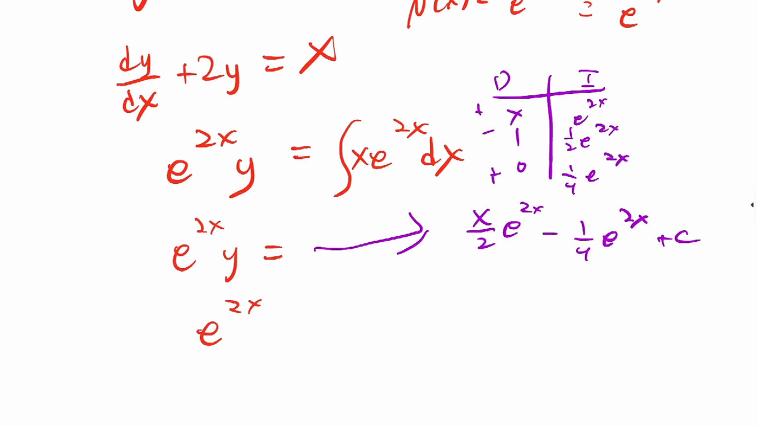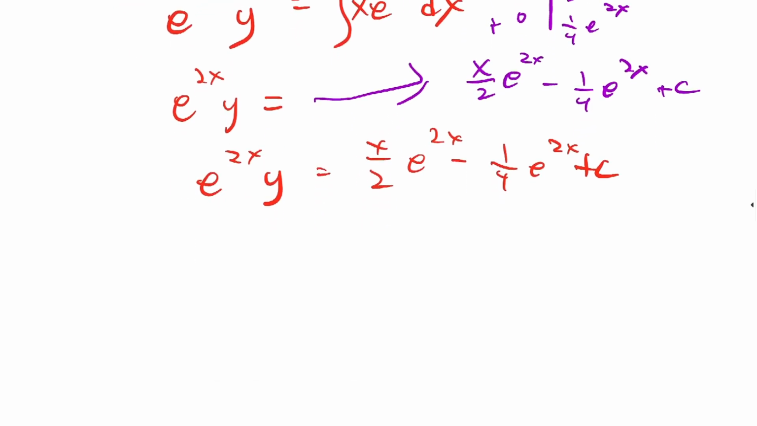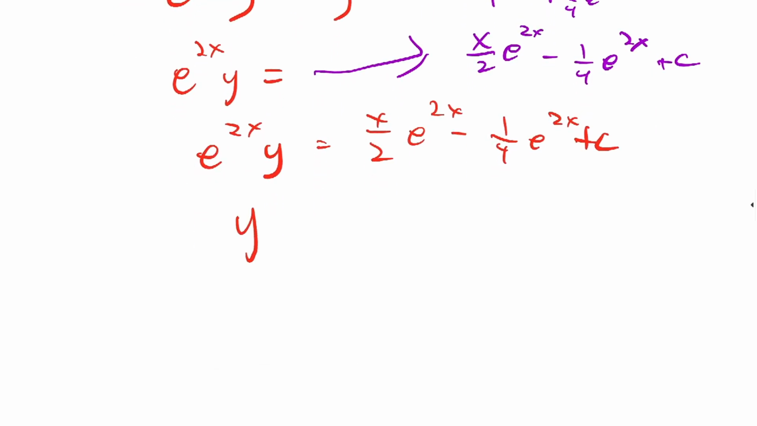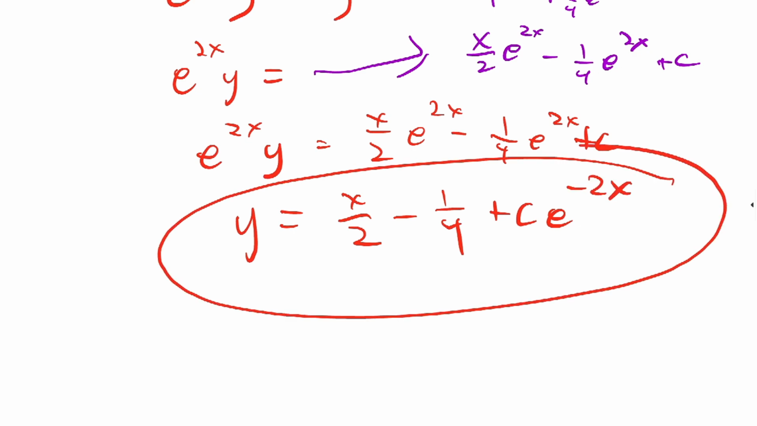So we have our e to the 2x y is just equal to x over 2 e to the 2x minus 1/4 e to the 2x plus c. This right hand side is a result of doing integration by parts. And last step, all we're going to do is move e to the 2x to the right hand side. So it's going to be x over 2, and then it's going to be minus 1/4 plus c e to the negative 2x, and there's your final solution.